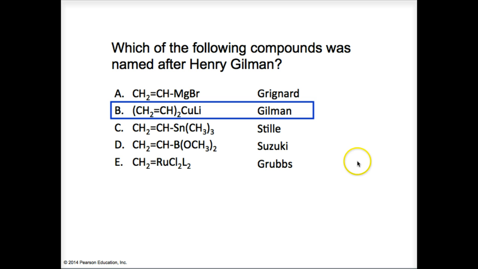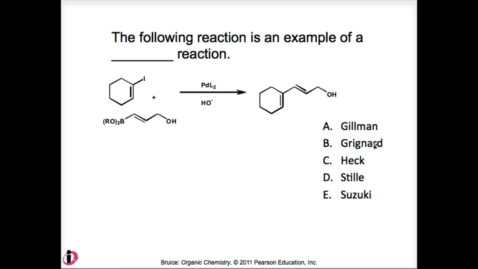Again, Gilman was an organocuprate type reagent, copper lithium, and all of these are other reactions, and we didn't cover the Stille reaction. That is also a coupling reaction using this reagent with that atom in the middle right there. Okay, let's go now to the 7th practice problem.